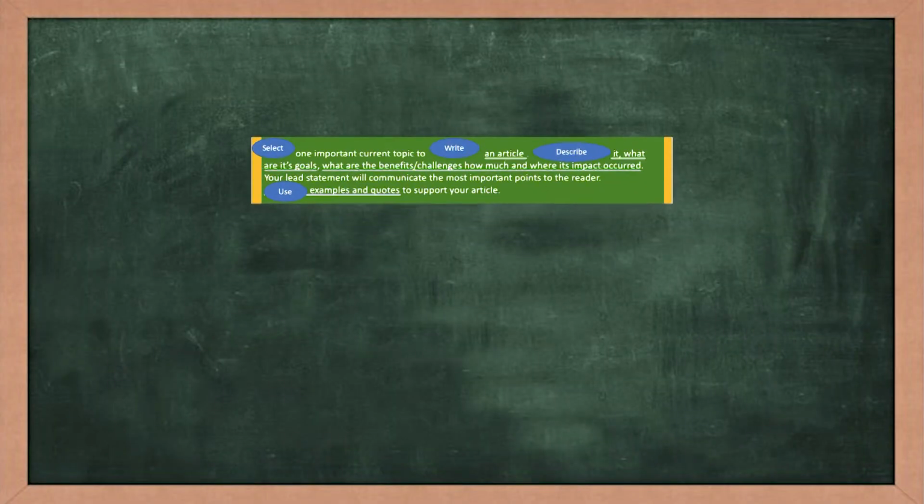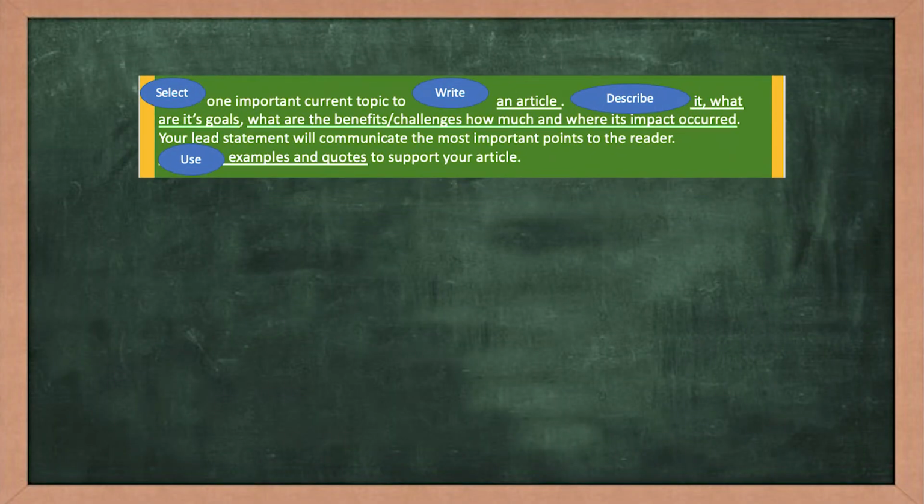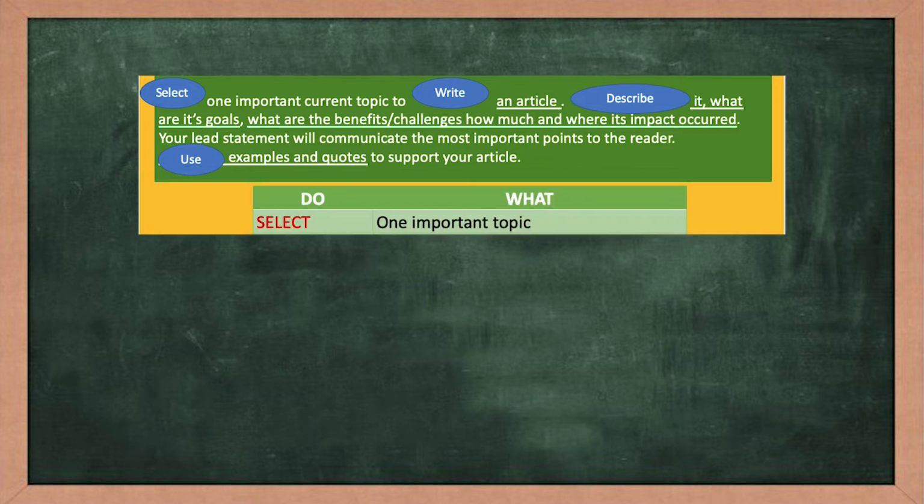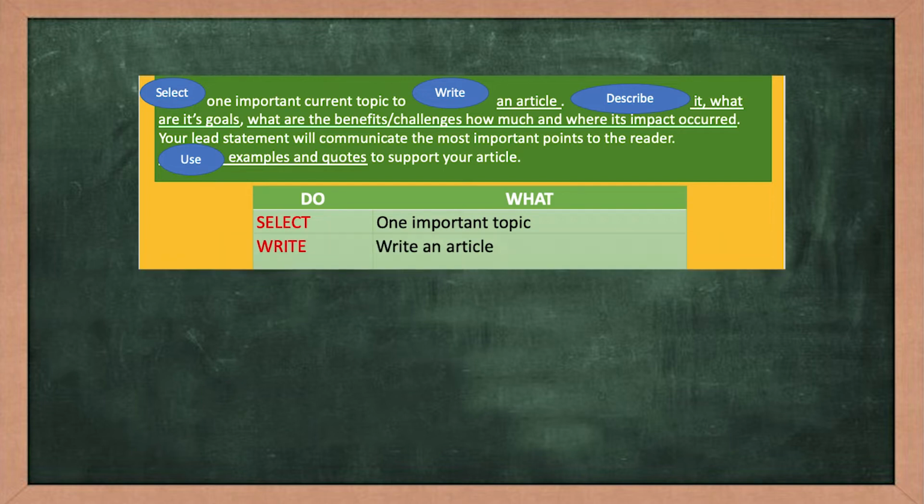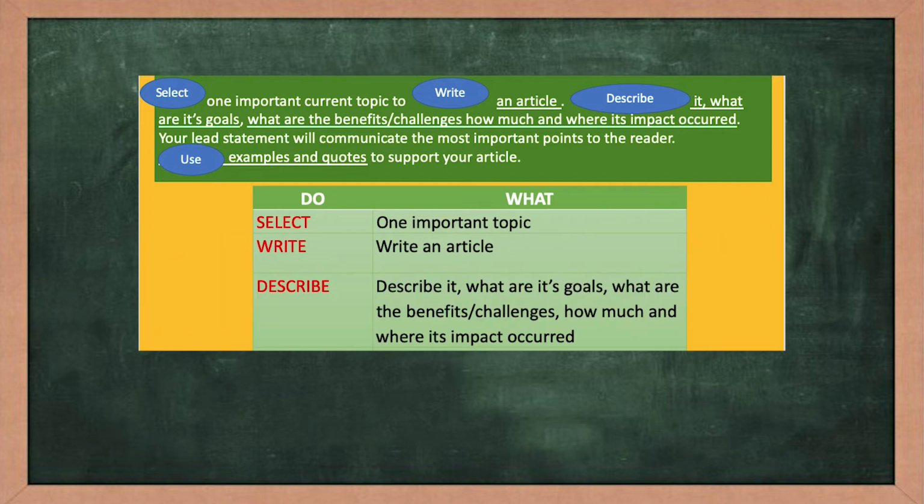Don't be, I'm going to tell you a small activity to explain what I mean by paying attention to the question. Let us have a look at this question. Now in this question, I want you to pay attention to the verbs. You can circle them and underline what it is that you have to do. We call it making a do-what chart. So in a do-what chart, if you have to select, then what is it that you have to select? One important topic. Very good. And you have to write an article. And describe. Describe what? Describe it.